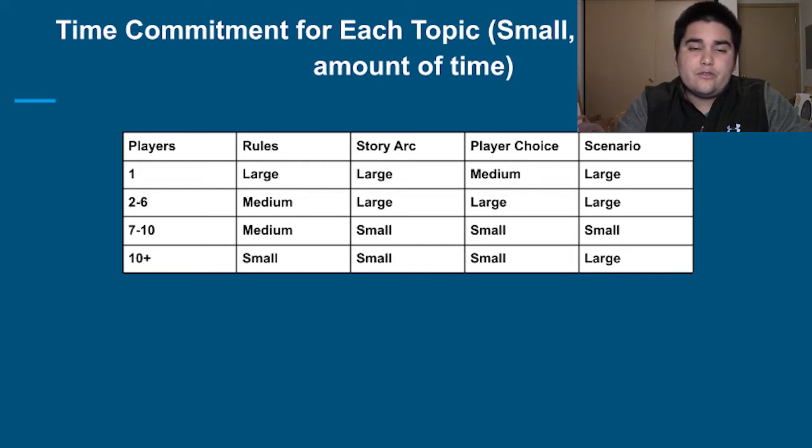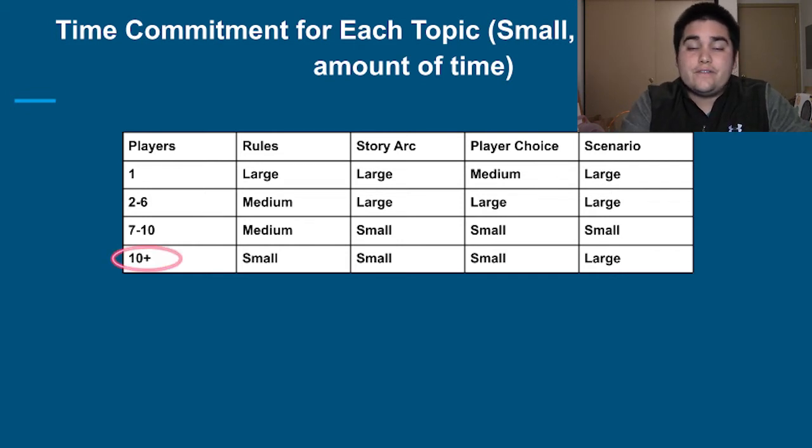If you're running a narrative campaign with 7 to 10 players, your main focus is probably going to be having different rules, whether it's changes in points, changes in what they can do, and not spending as much of your time in your story arc. You're giving them your player choice or your scenario.